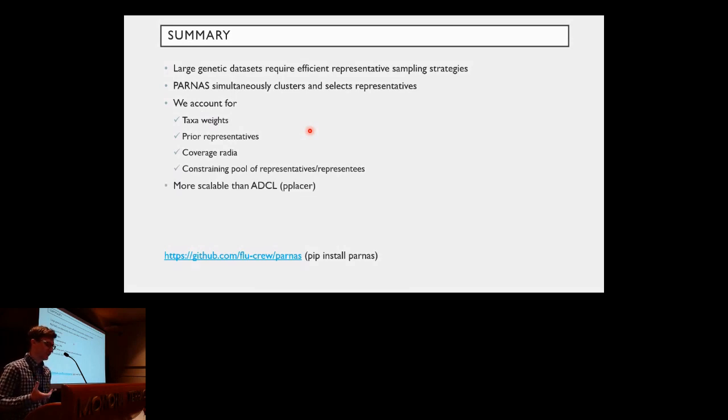And then we did see that it is faster than ADCL, and also ADCL does not account for these nice items here. And then we used PARNAS to look at the landscape of swine influenza in the US and understand and potentially influence some vaccination strategies. So this is a link to our GitHub page, and it's available in PyPI.